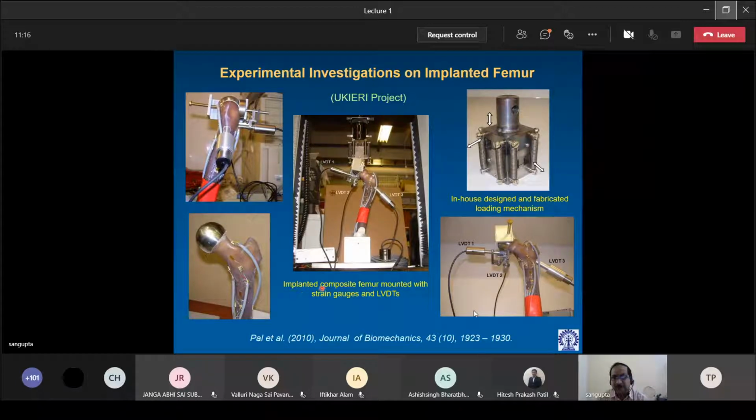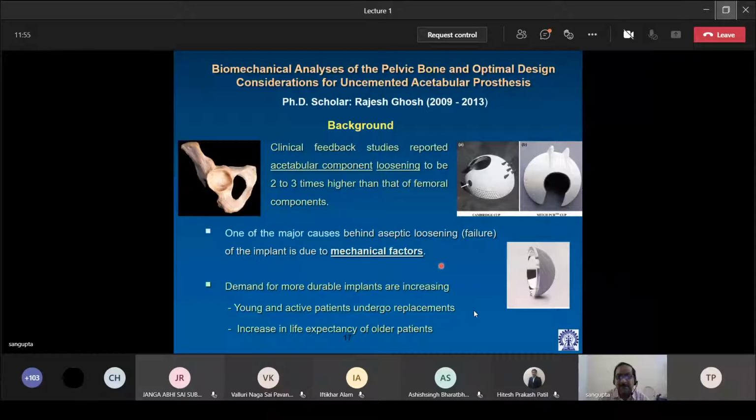So you can see the implanted composite femur mounted with strain gauges and LVDTs on a mechanical testing machine. Okay, so if I give a load, then we can measure displacements in LVDT1, LVDT2, LVDT3, as well as the strains. We can do it before implantation, and we can do it after implantation. So it's a major experimental investigation to validate the numerical results.